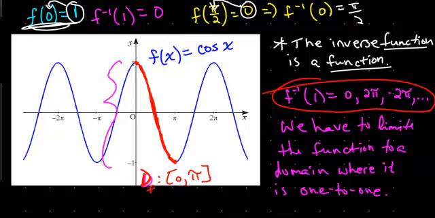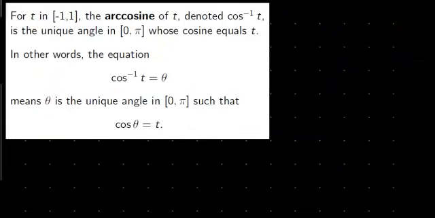Let's look at this formally. Okay, so for t in the interval -1 to 1, the arc cosine of t, denoted cosine inverse of t, is the unique angle in 0 to pi whose cosine equals t. In other words, the equation cosine inverse of t equals theta means theta is the unique angle in 0 to pi such that cosine theta equals t. And boy, is that a mouthful.